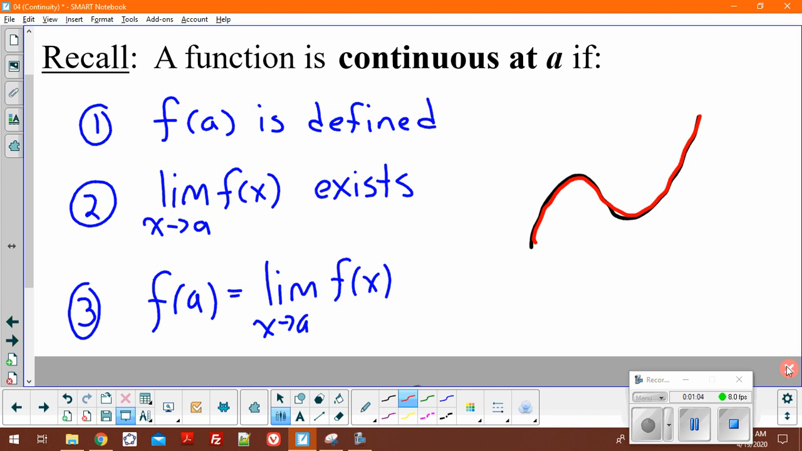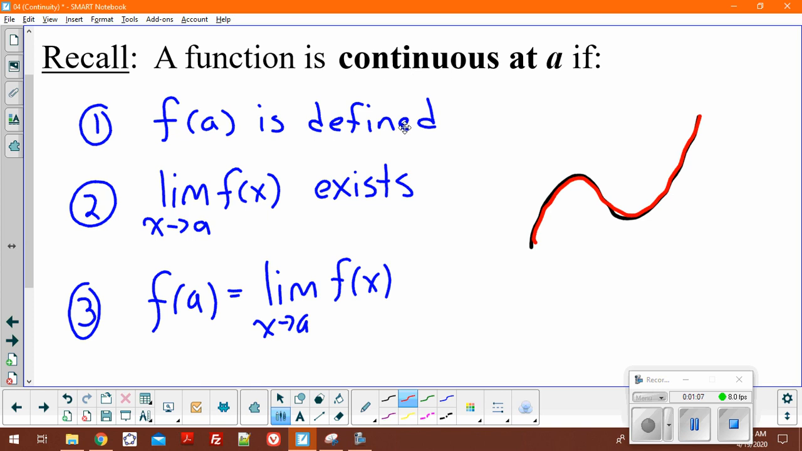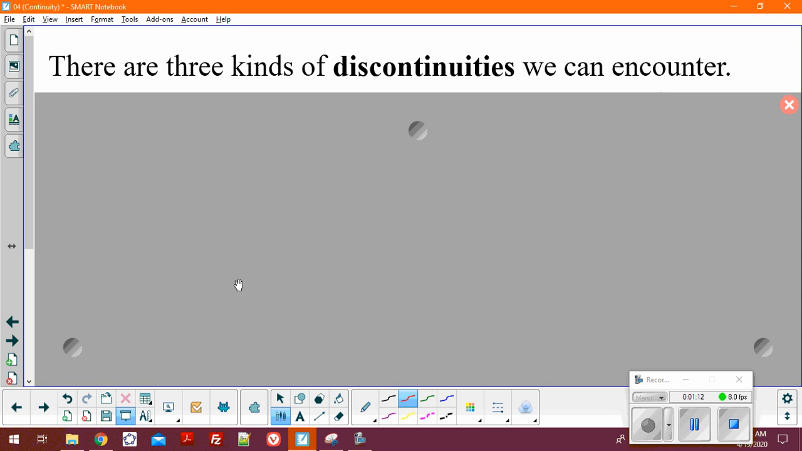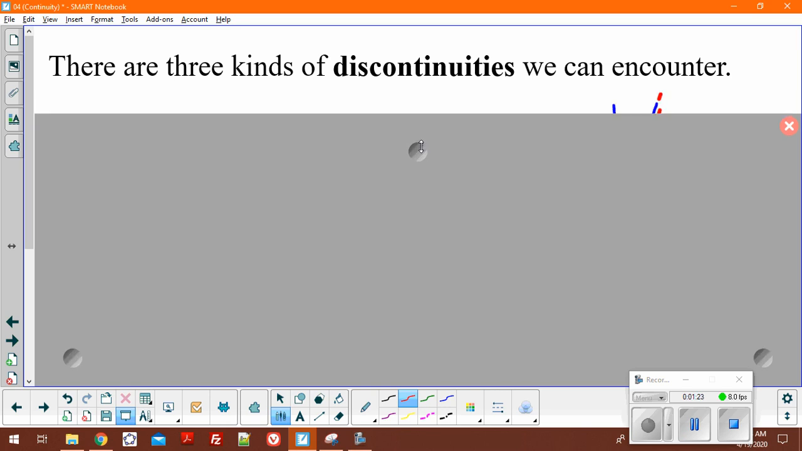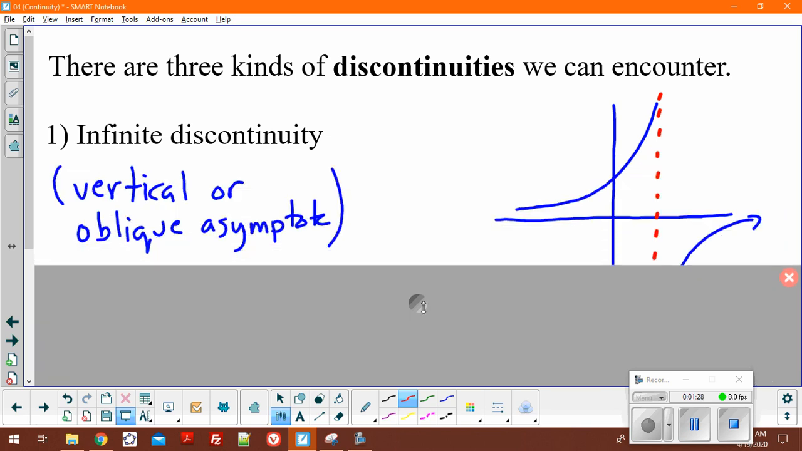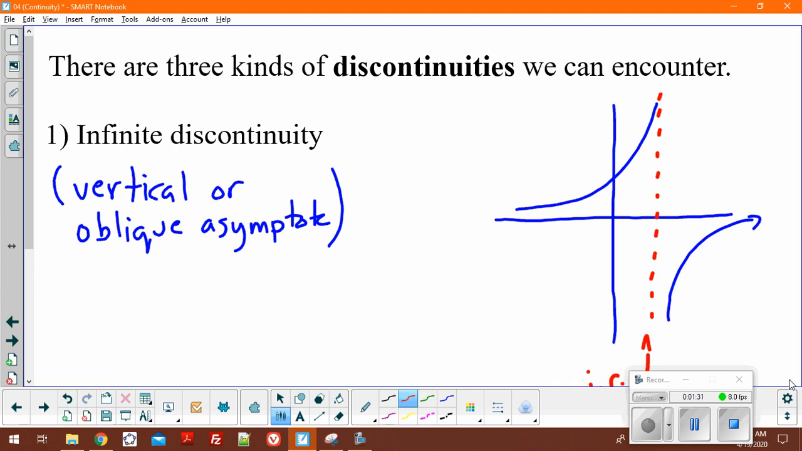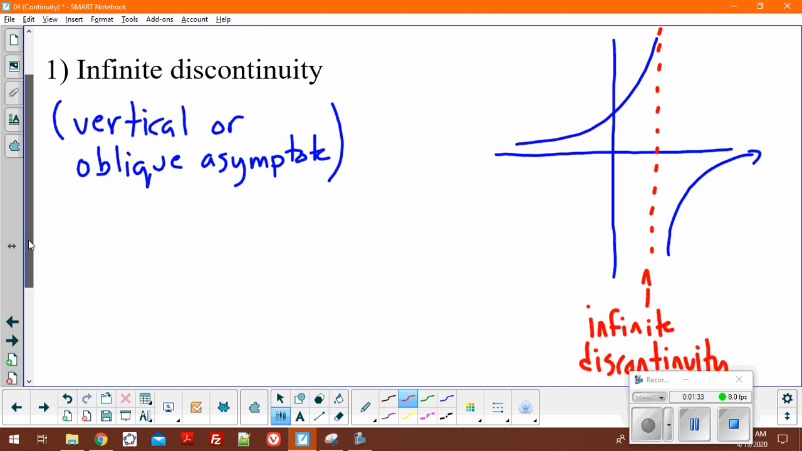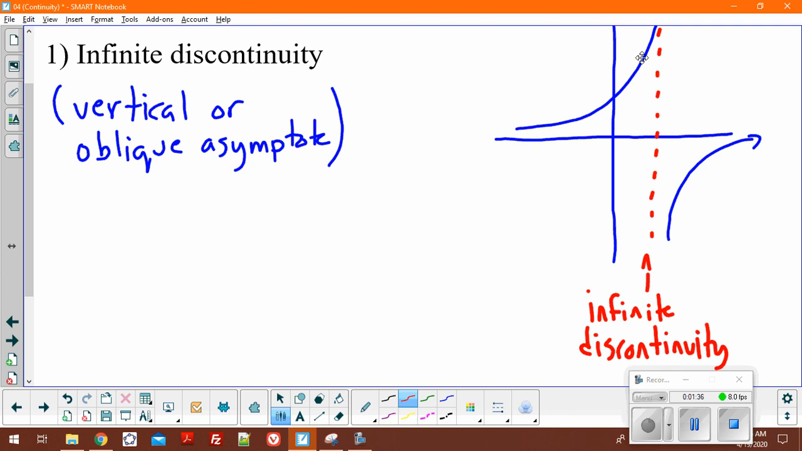So we're just going to briefly explore here some situations where you are not continuous. In general, there are three kinds of discontinuities that you can see in a graph, and you can probably think of a few that you've already seen before if you think about some of the types of functions you've worked with. The first one should be really familiar. It's called an infinite discontinuity, and that's basically when you have a vertical or oblique asymptote. It's called infinite because your function goes off to infinity at that discontinuity. So that's what creates the break in the graph.